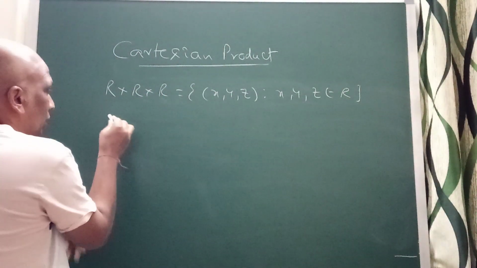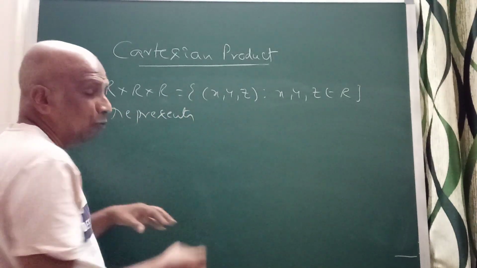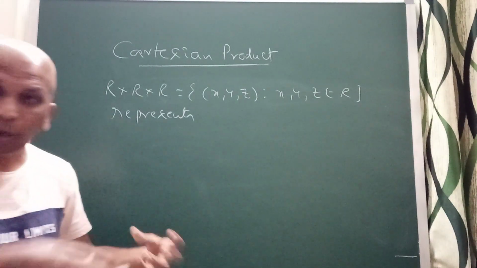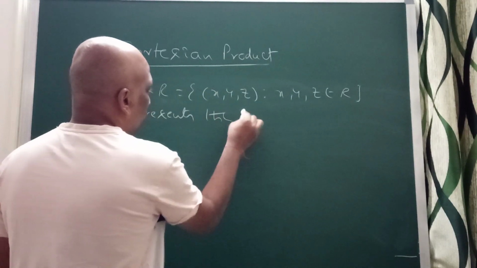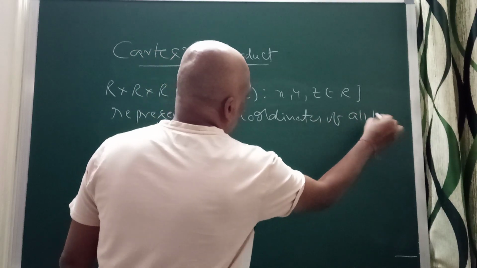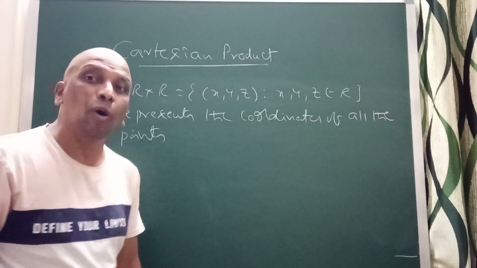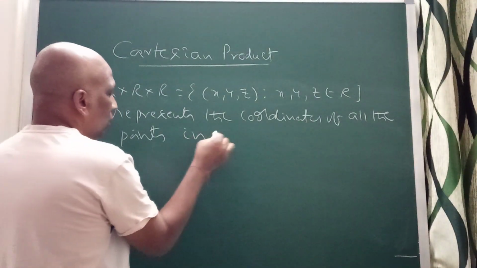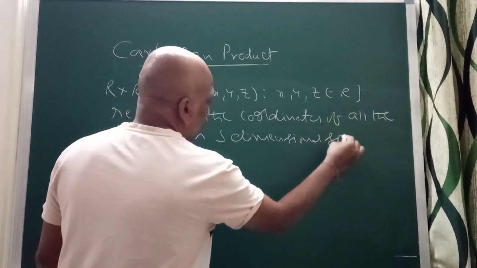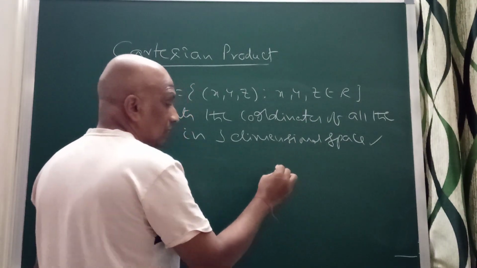So what does this represent? This represents the set of all coordinate points. Remember, this represents the coordinates of all the points in three-dimensional space. So this is R cross R cross R. Why? Because you can take it in three-dimensional space.